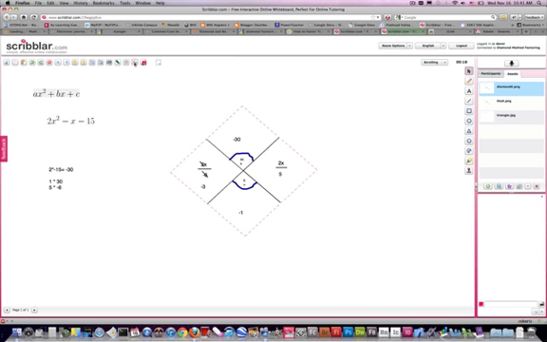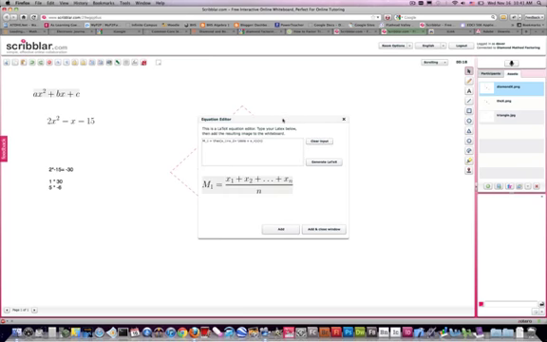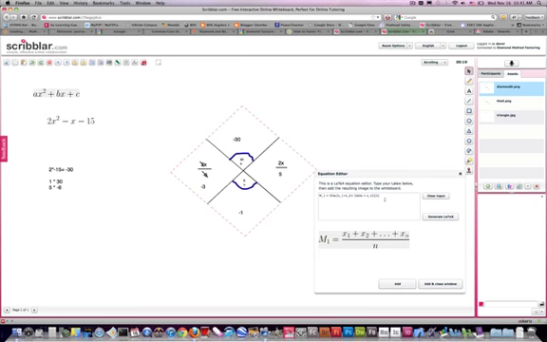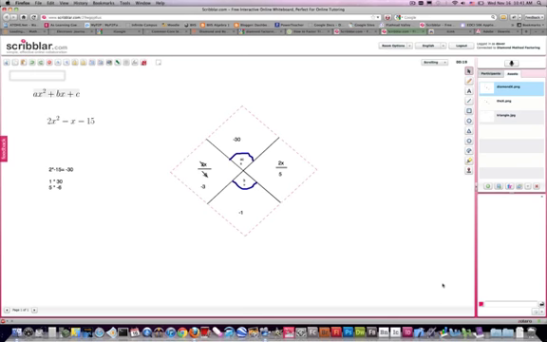So now let's write out what's left. It looks like we have x minus 3 multiplied by 2x plus 5. And there we go. We've just factored this quadratic equation where a was greater than 1.